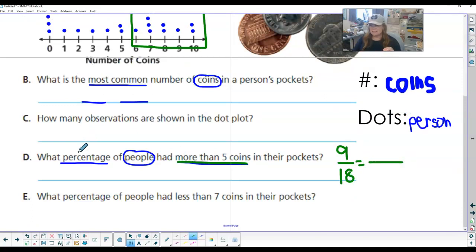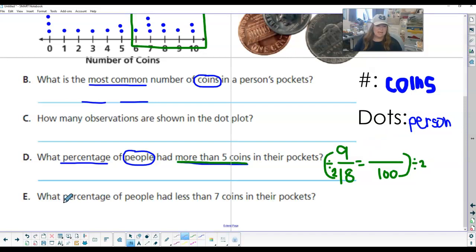What percent is that? So our percent here, right? Percents are always out of 100. So there's not a nice way to get from 18 to 100, but there is a nice way to go from 18 to 9, right? 9 is half of this. So if I'm going backwards, if I take 100 and divide it by 2, that will give me my answer.